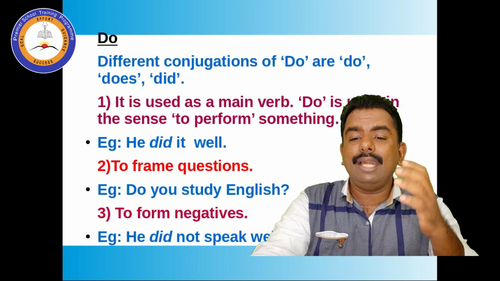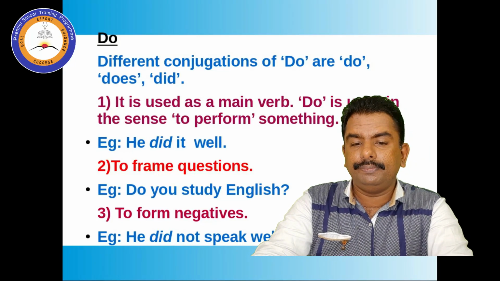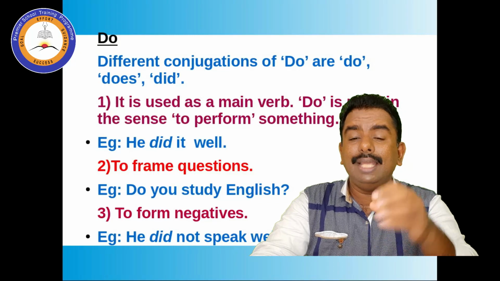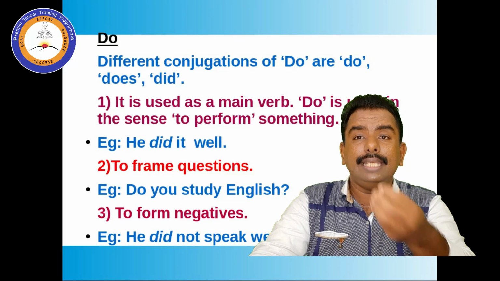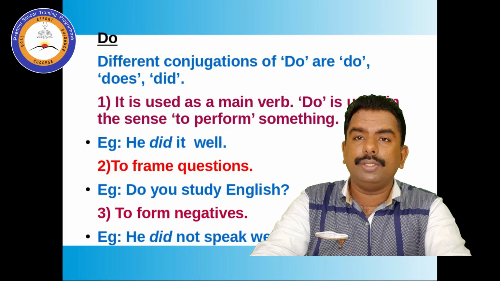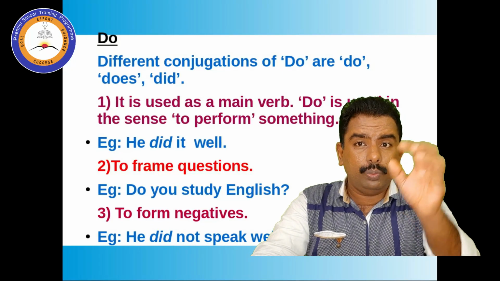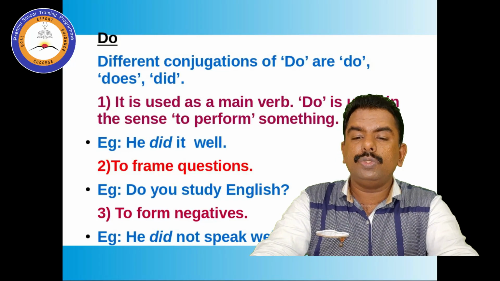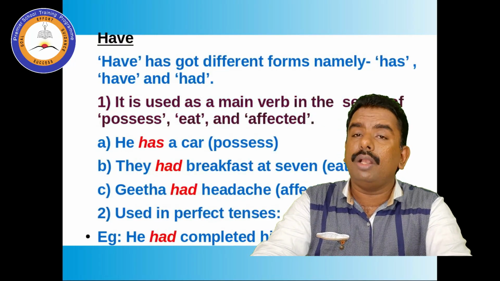Possesses. They had breakfast at 7. Here had means eat. Geeta had a headache. She was affected with that headache. And had is also used in perfect tenses as an auxiliary verb.